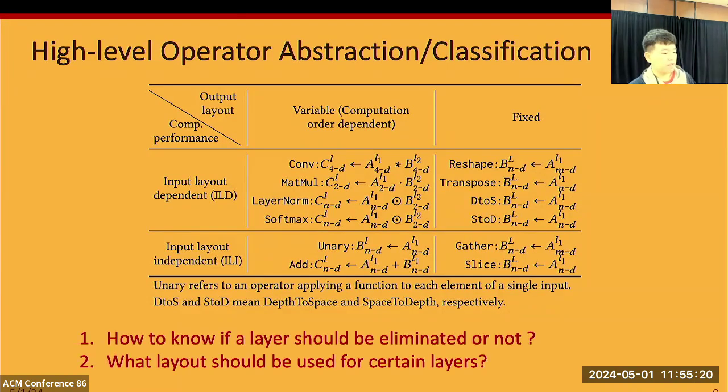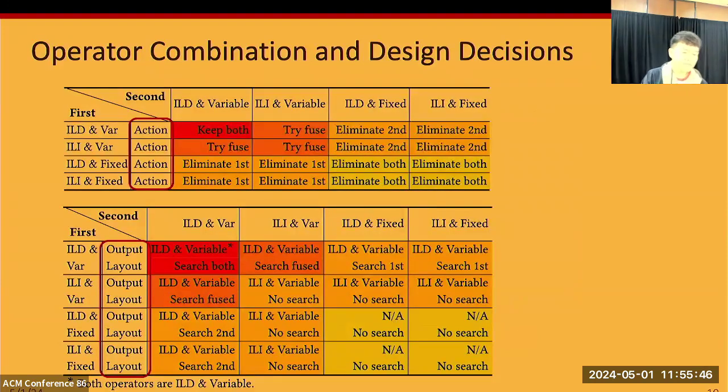Even though we classify them into different categories, the 2 questions are how to know if a layer should be eliminated or not, and whether it's profitable or not, and what layout should be used for certain layers. Like, as we said earlier, what kind of data layout the softmax needs to use, and for convolution, what layout can benefit the execution. And the previous table actually gives us some motivation and builds the foundation for the following decisions for the previous 2 questions.